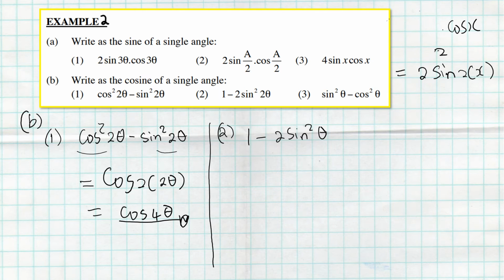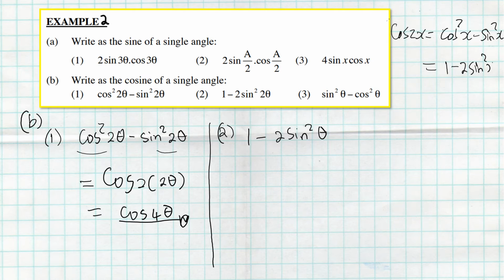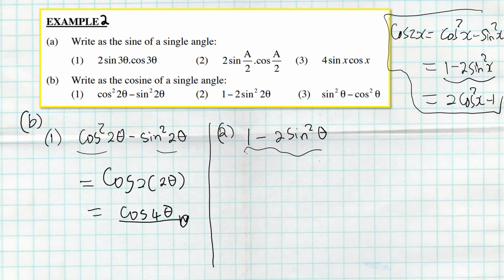Remember for cos, if I have cos 2x, it can be changed into cos squared x minus sine squared x. It can also be changed as 1 minus 2 sine squared x, or as 2 cos squared x minus 1. You must know all these three formulas in which your double angle for cos can be changed into. So you can see this is the other part of it, same as that one.